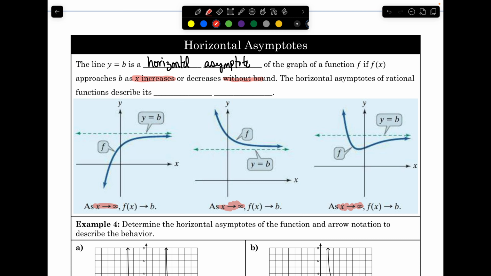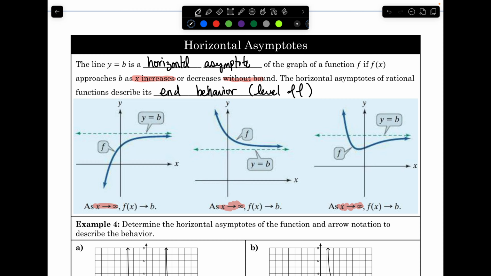Now, because we're looking at the values of x increasing to positive infinity, that means that the horizontal asymptote of a rational function describes its end behavior. It's going to tell us how the graph is leveling off and how it's going to become horizontal.